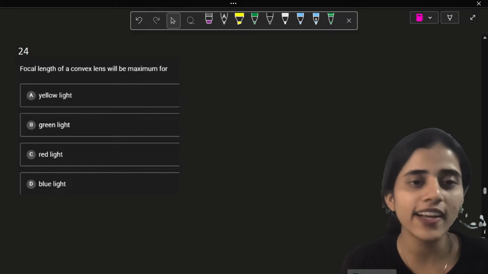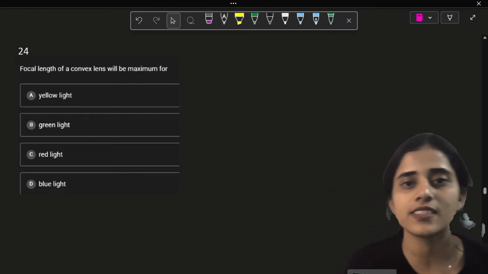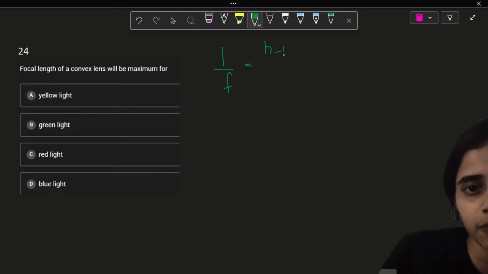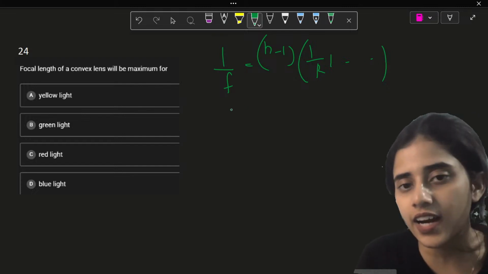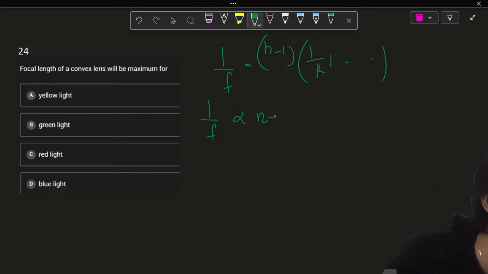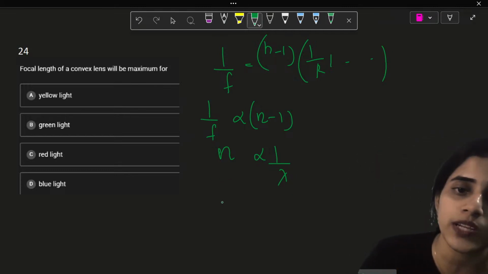Okay, so focal length of a convex lens will be maximum for... Focal length is related to wavelength. So that is a relationship that you have to know. So one thing you already know, 1 by f is equal to n minus 1 by r. This formula you've been learning so much. So if I take r to be a constant, 1 by f will be proportional to refractive index minus 1, n minus 1. Now, refractive index is actually proportional to wavelength.